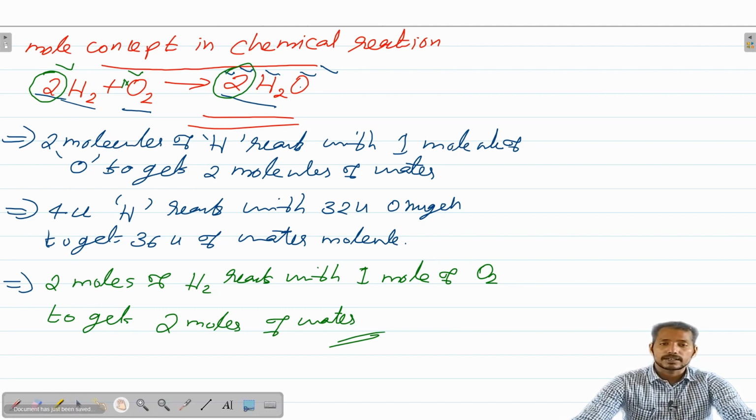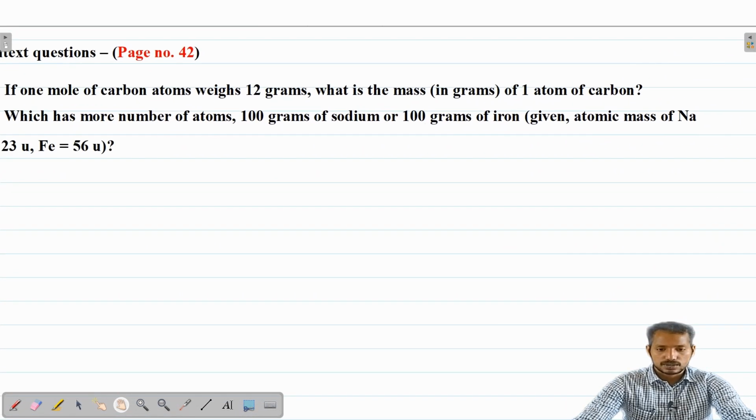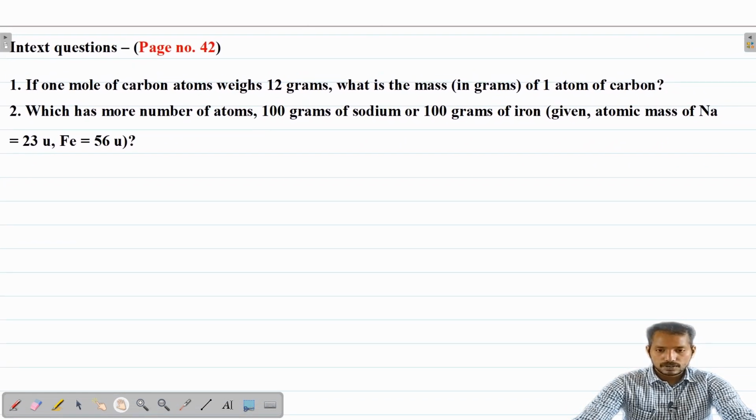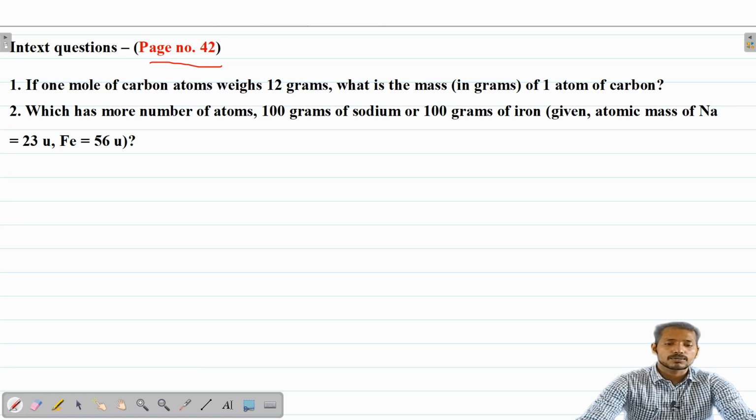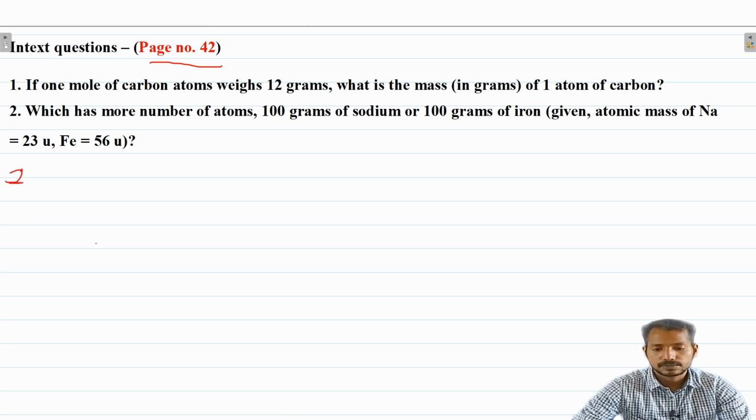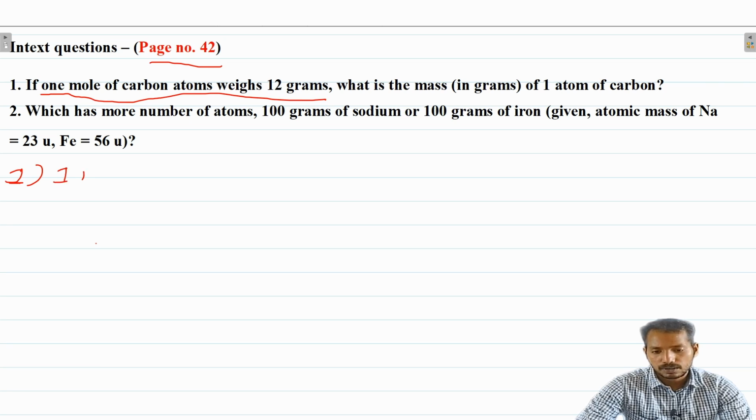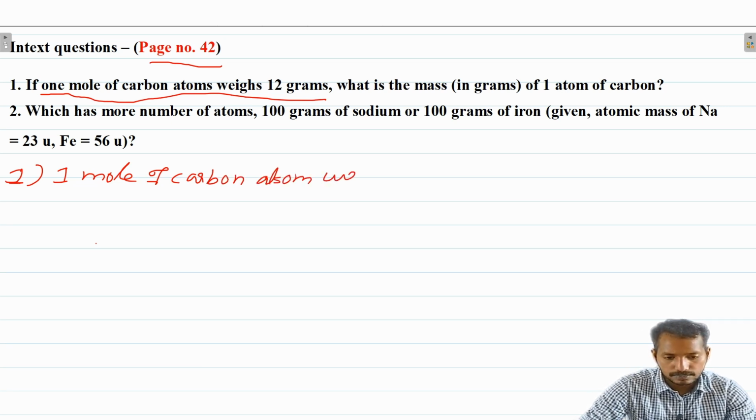Now I am going to discuss some in-text questions as well as some exercise questions. First one I am taking, an in-text question from page number 42. If 1 mole of carbon atom weighs 12 grams, what is the mass in grams of 1 atom of carbon? According to question number 1, 1 mole of carbon atom weighs 12 grams.